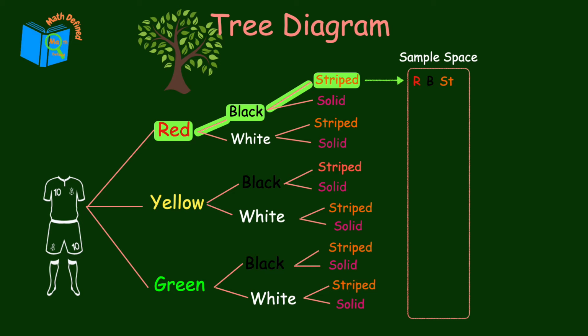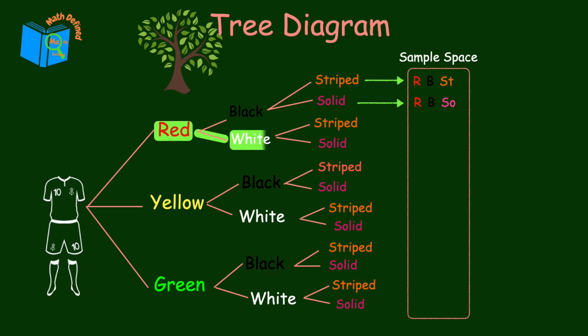We'll write this in the sample space as red shirt, black shorts, and striped socks. Now let's follow the next path. It still starts with a red shirt and black shorts, but this time the socks are solid. That gives us a red shirt with black shorts and solid socks. Can you find the next 2 combinations? I'll give you a hint. We're still on the red shirt branch. Red shirt, white shorts with striped socks, and then a red shirt, white shorts with solid socks. Great! Now we've found all the combinations that start with a red shirt.